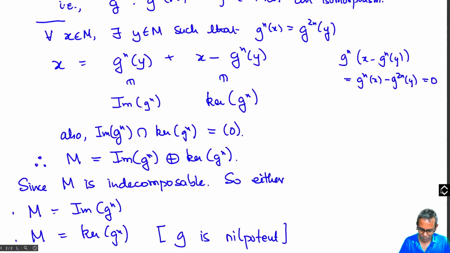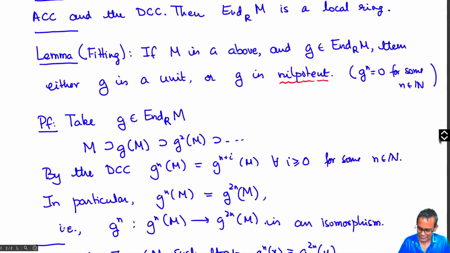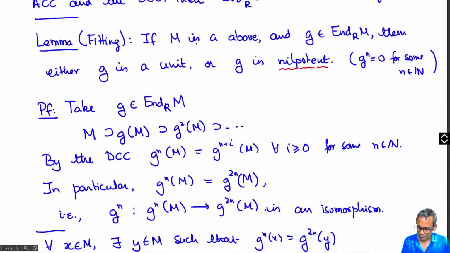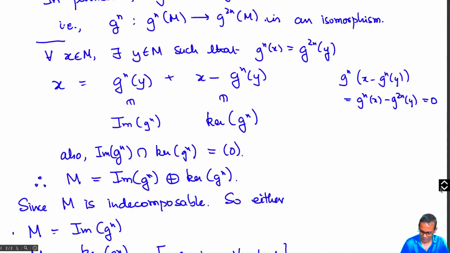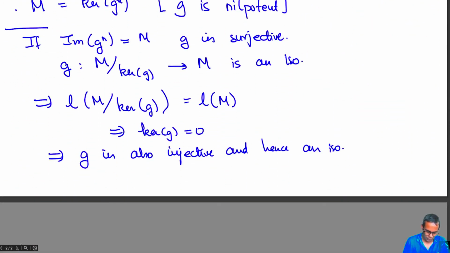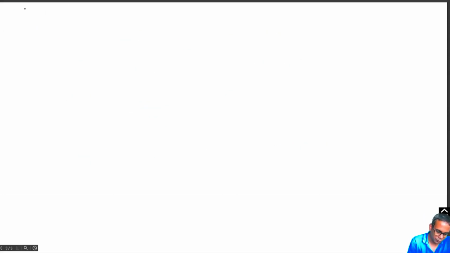Okay, so we've completed the proof of Fitting's lemma: if g is an endomorphism of M, then either it is a unit, i.e. it's an isomorphism, or it is nilpotent. So that lemma was the most technical part of the proof of the main theorem, and now we can proceed with the proof of the theorem.